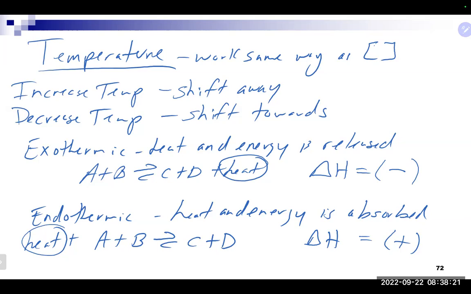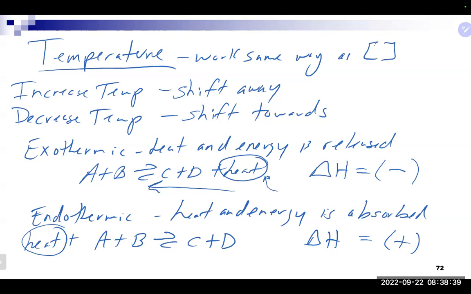It should. So that's like left, right, upwards. So exothermic would be here. If I increase the temperature, I'd be adding heat to our right-hand side, which means it will shift away, and we should make more reactants in this case.